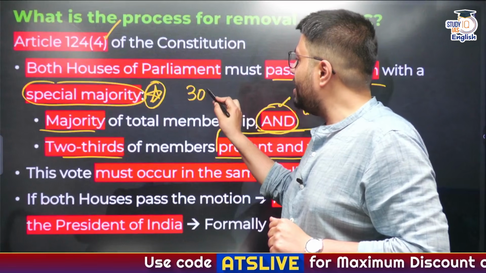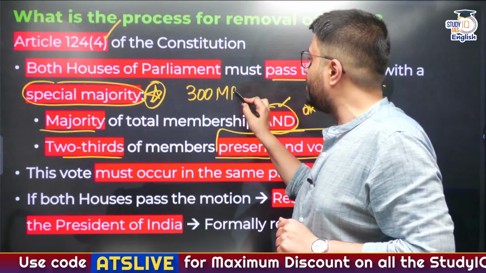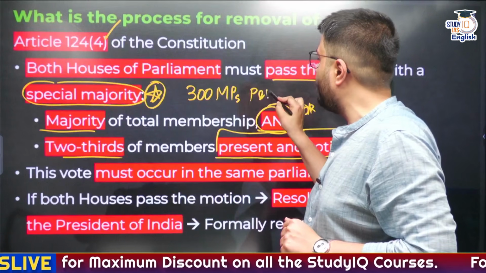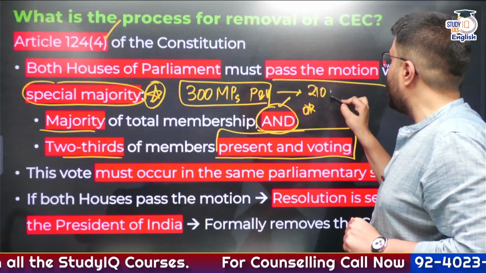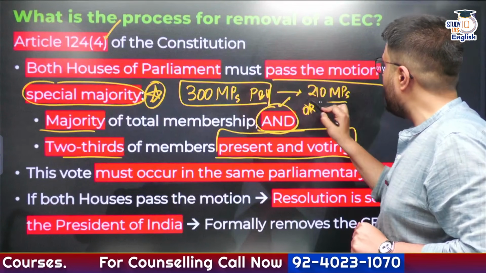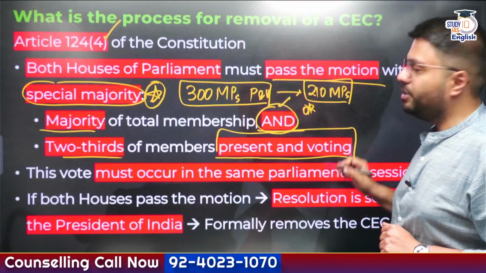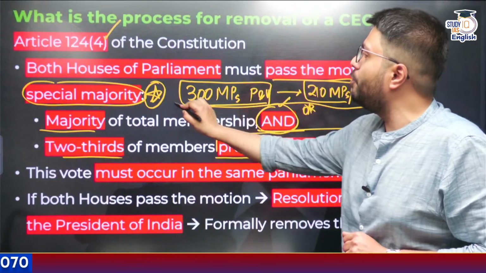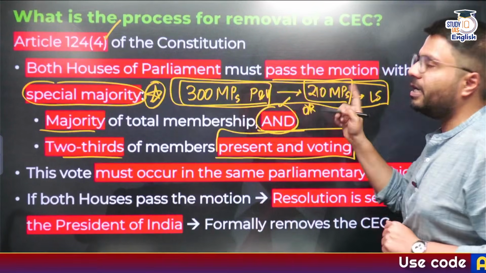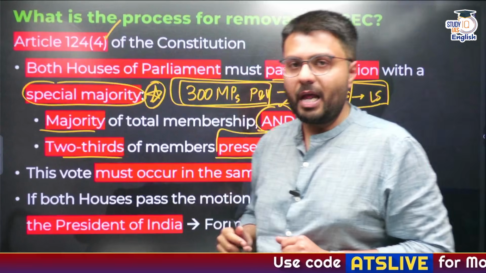Suppose on any given day there are 300 MPs in Lok Sabha who are present and voting, and out of these 300 MPs, 210 MPs vote for removal of this particular Chief Election Commissioner of India in the Lok Sabha. Will it lead to removal from office or not? Please do let me know in the comment section about this hypothetical scenario.